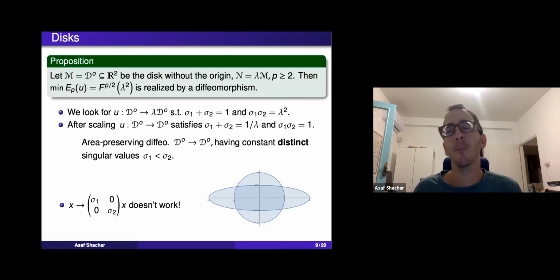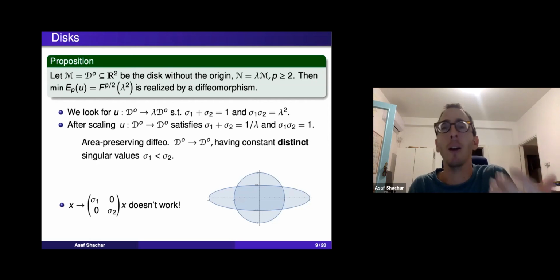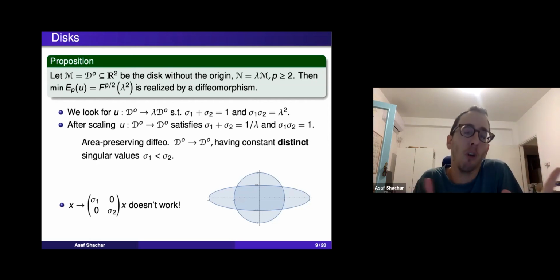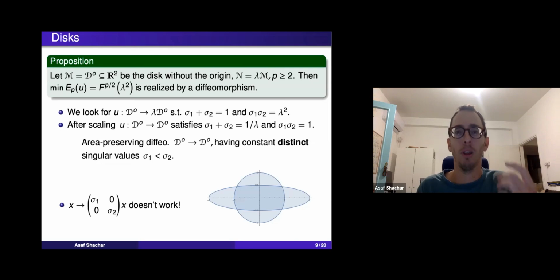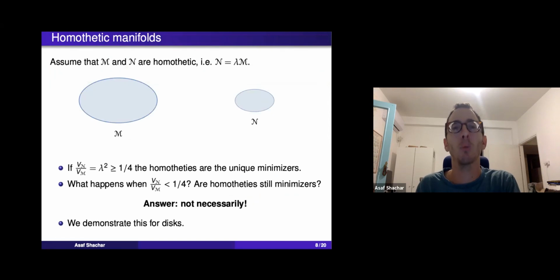And they're distinct because if sigma 1 equals sigma 2, and it's an area-preserving map, so the product is 1, then sigma 1 equals sigma 2 equals 1, and then this map would be an isometry, and the sum of singular values would be 2, and this means that lambda here would be 1/2, and lambda squared would be 1/4. And we shrink by more than 4 times, right? We now assume that we're in the non-trivial regime when the ratio of areas is strictly smaller than 1/4.